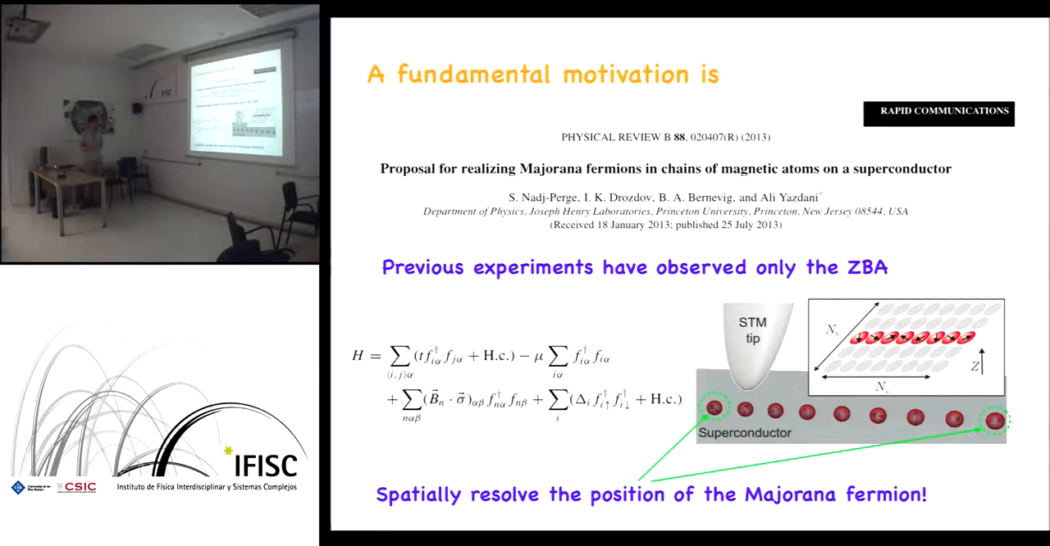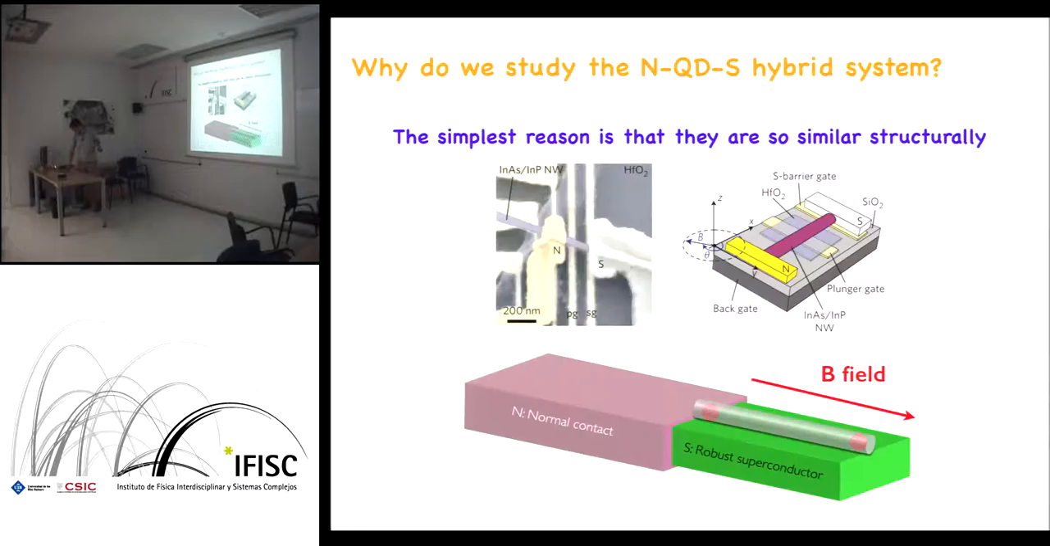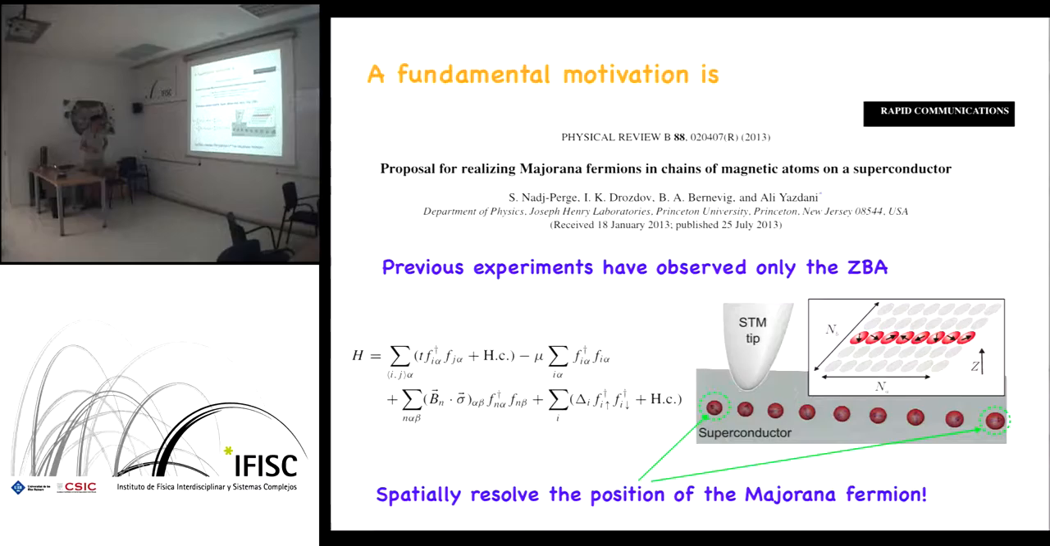Here, the authors put a chain of magnetic atoms on top of a superconductor. Then they use STM to see the differential conductance. According to their theory, we can observe the existence of Majorana, and we can expect the peak at this end point. Okay. The previous experiment only observed the zero bias anomaly. But here, we can also spatially observe the position of the Majorana.